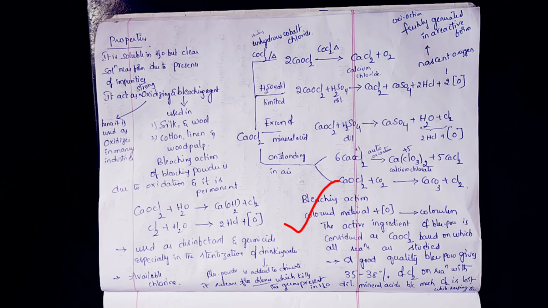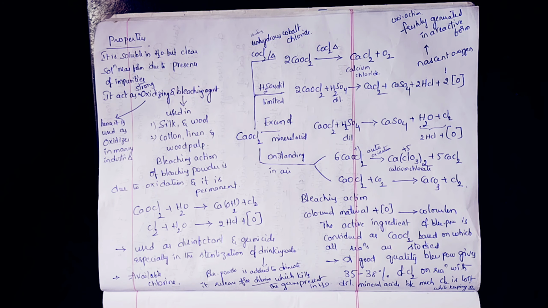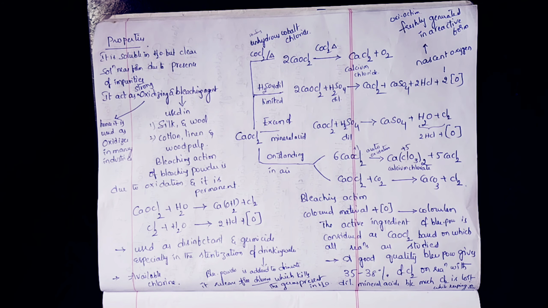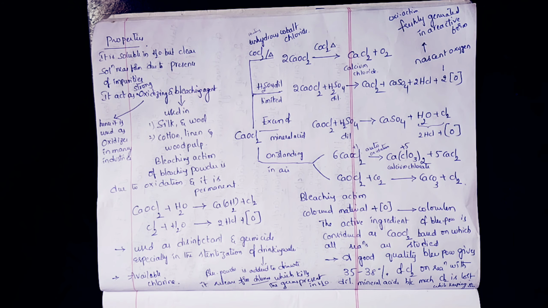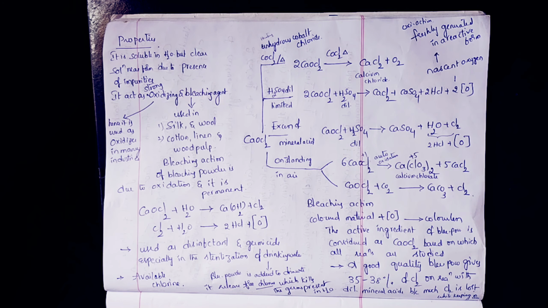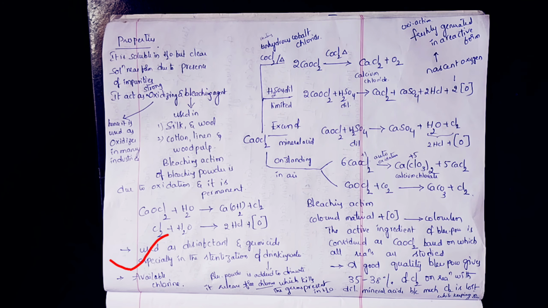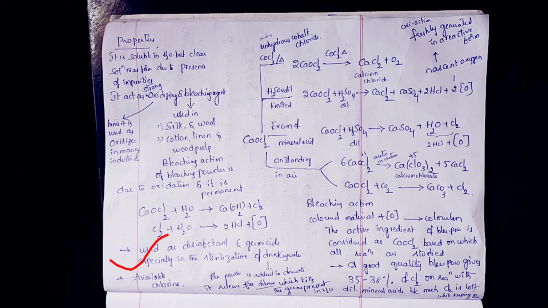Bleaching powder is added to drinking water. It releases free chlorine which kills the germs present in water. Bleaching powder is used as a disinfectant and germicide, especially in the sterilization of drinking water.